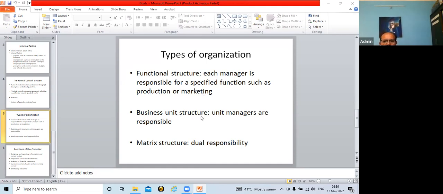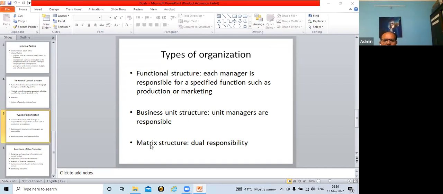Second, business unit structure. In business unit structure, unit managers are responsible. Suppose there is a finance department; in the finance department there will again be three or four sections, and in each section there will again be a manager, like the receivable section, payable section, cash section. Each unit will have a separate manager, a separate person to control that unit.